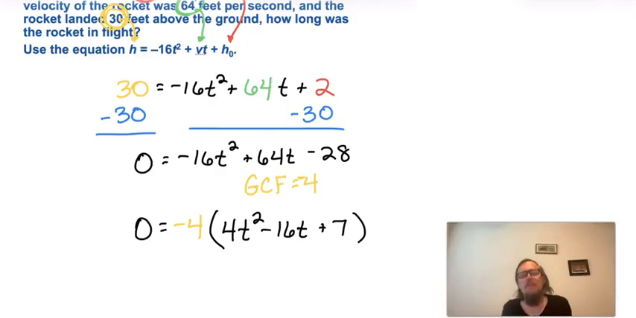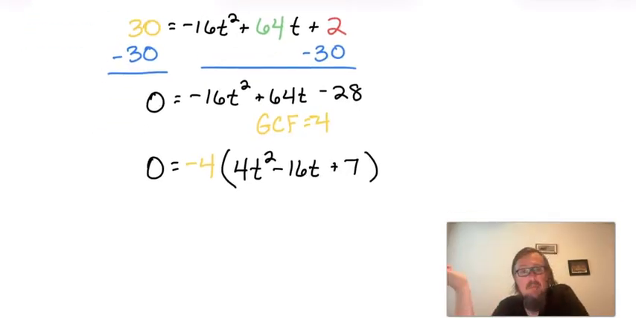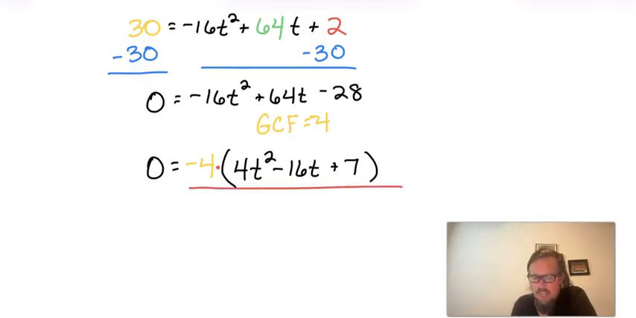Now, in previous problems where we factored and also had a greatest common factor, we've just left the greatest common factor in front of the parentheses. But with an equation, we don't have to do that. There's actually something pretty simple we can do to get rid of the negative 4. This is negative 4 times a set of parentheses. Let's just divide by negative 4, and that will cancel these negative 4s, leaving us with just 4t squared minus 16t plus 7.